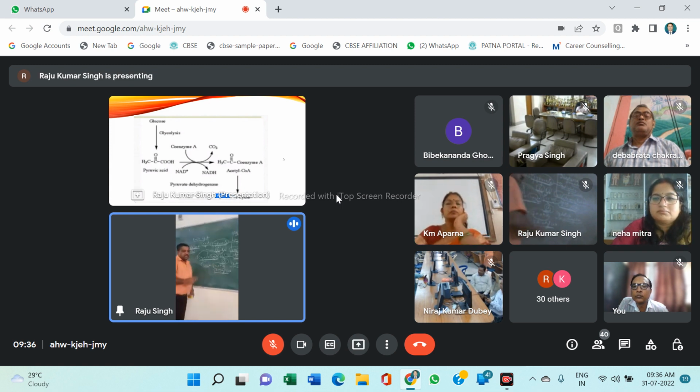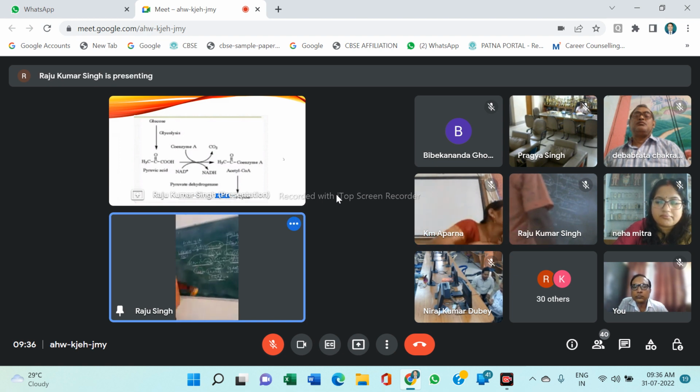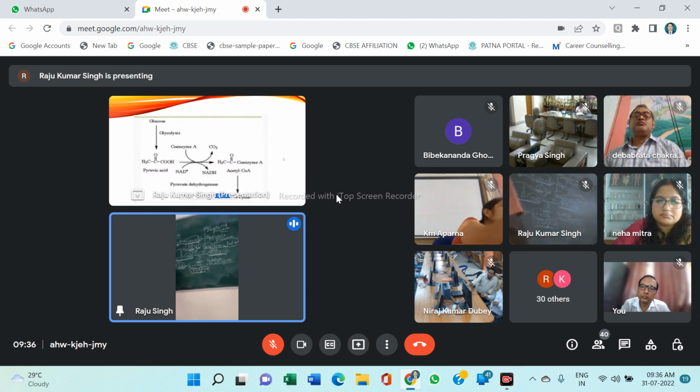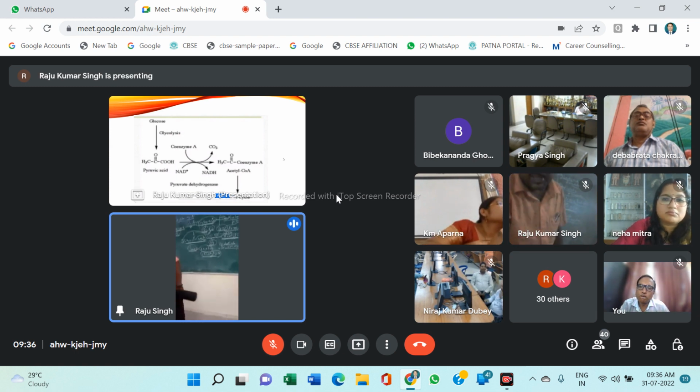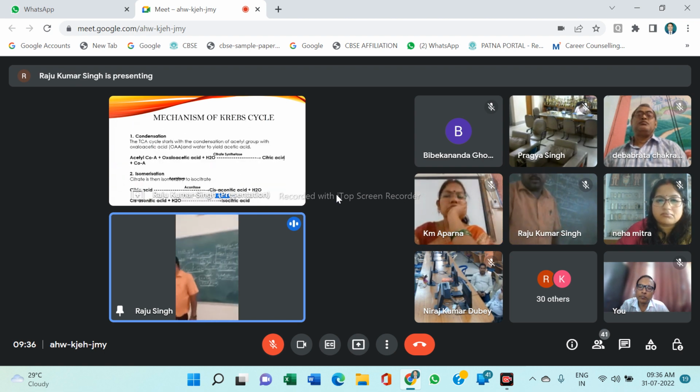Why are we calling it linked? Because it is joining the product of glycolysis to the Krebs cycle. That's why we are saying it is the link reaction. Now we are coming to the main topic here, that is acetyl CoA. You can see here that acetyl CoA is being formed.